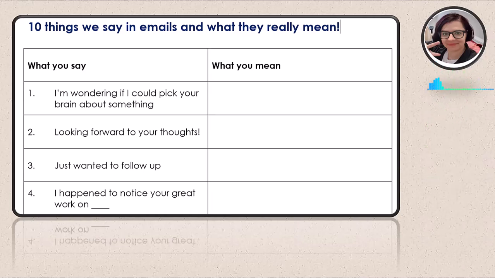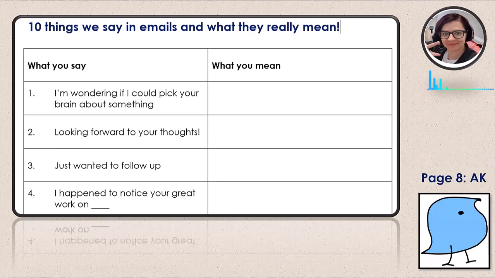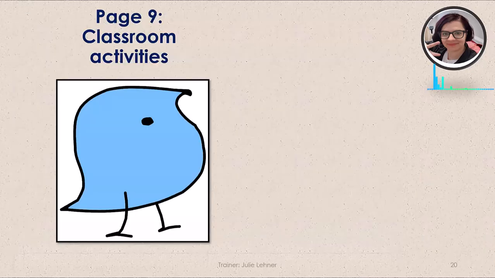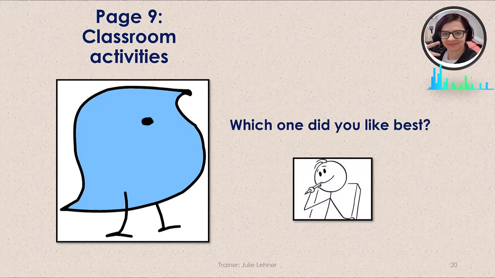Welcome back, happy people. If you haven't already looked at the answers, you can find them on page 8 in your handout. Finally, on page 9, I've listed some classroom activities that focus specifically on helping students with coherence. Have a look at them and then let me know in the comments below. Which one did you like best?